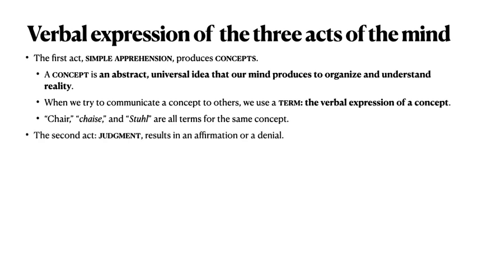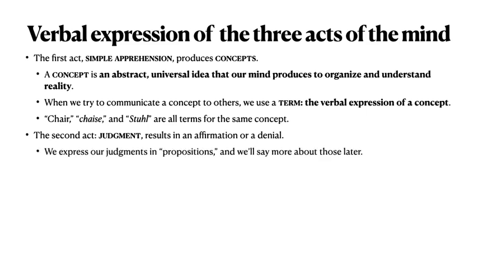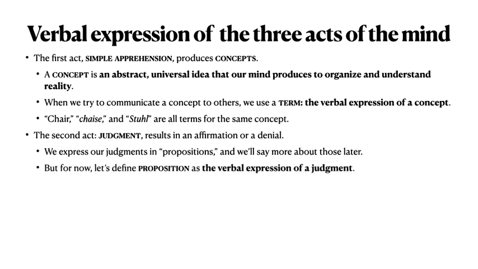The second act of the mind is judgment. And judgment, as we know, is where we are affirming or denying something about the way the subject of our judgment exists. We've crossed over that boundary between the first and second acts, that boundary which is affirming or denying something. Well, we express our judgments in propositions, and we'll learn a lot more about propositions in Chapter 5 and Chapter 6. But for now, let's define a proposition as the verbal expression of a judgment.